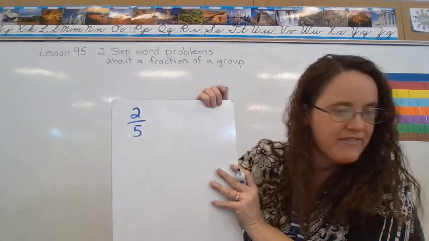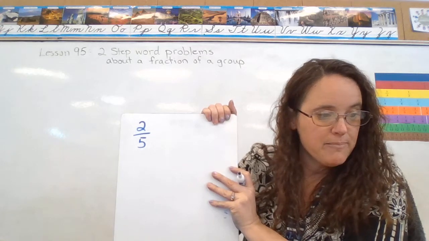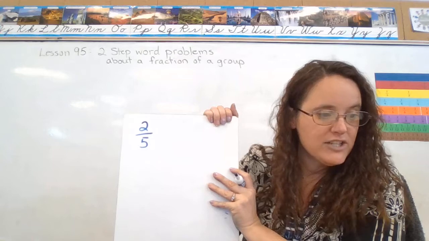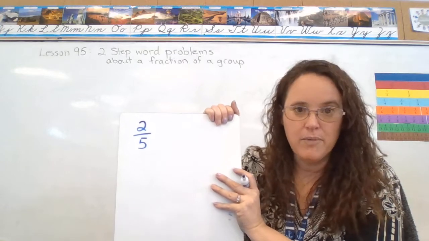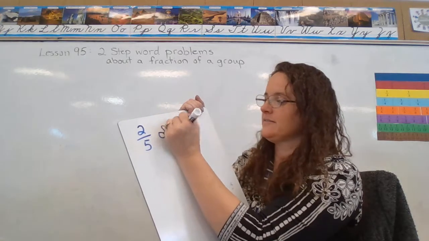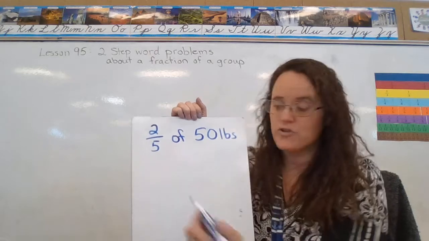Example 2 says the force of gravity on Mars is about 2/5 of the force of gravity on Earth. A rock brought back to Earth from Mars weighs 50 pounds. How much did the rock weigh on Mars? So we need to figure out what is 2/5 of 50 pounds. Once again, we're going to draw our diagram.